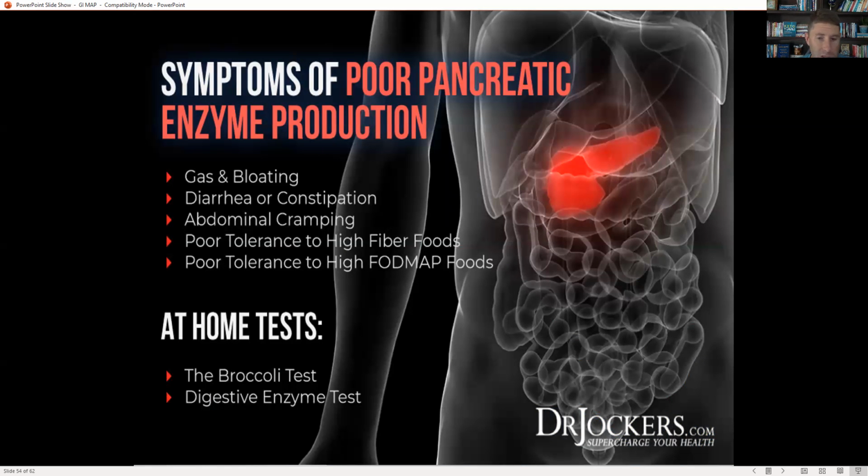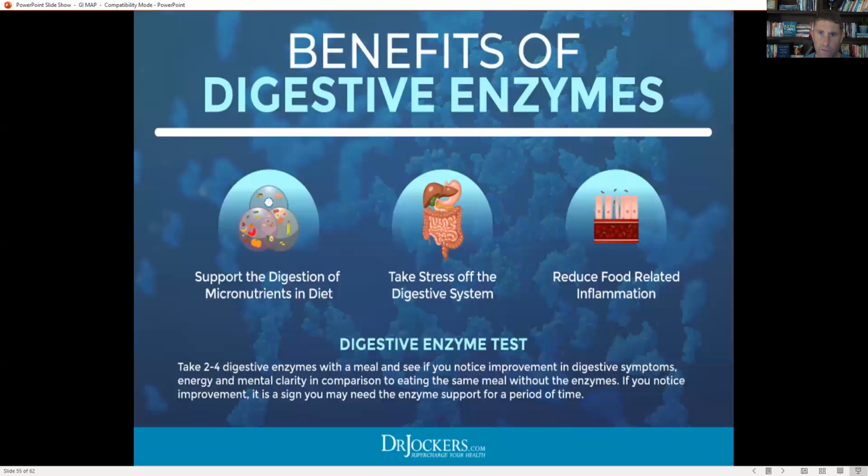And you may have a combination of things. You may have low stomach acid, poor bile flow, and poor pancreatic enzymes. In fact, that's very common for people to have all three of these. But those at-home tests, the fat bomb test, the steak test, the broccoli test, are all tests to help you understand if it's one of those more specifically than another. And then, of course, the digestive enzyme test.